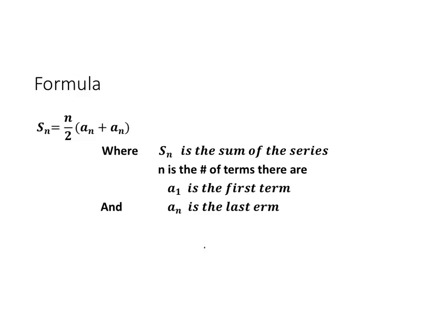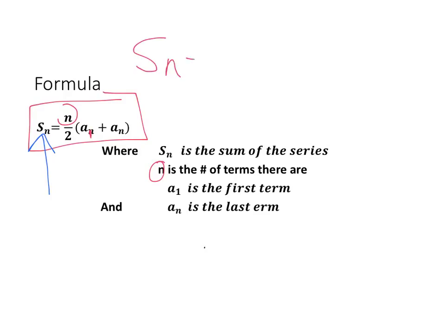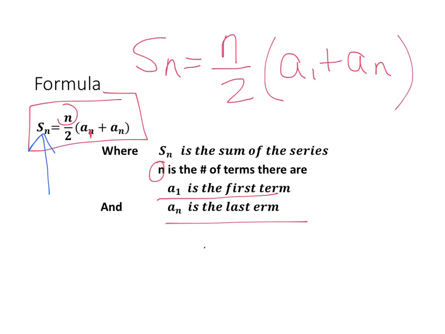Alright, this is the formula you need to know for this section. It is the sum of a series formula, and it's right here. This is also on your reference sheet, so no need to memorize it. One thing to make note of: your S_N is your sum. Your N here is your number of terms. And minor mistake here, this is supposed to be A_1. So it actually looks like this: S_N equals N over 2 times A_1 plus A_N. A_1 is your first term. A_N is your last term.